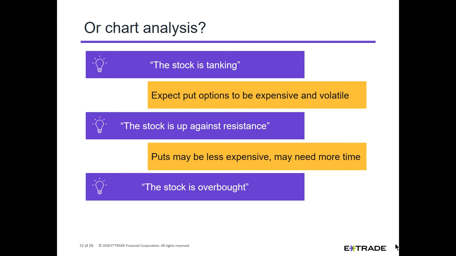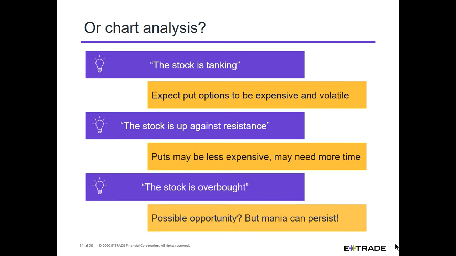Here we have sort of the other extreme from the stock is tanking, and it's the stock is overbought, meaning it's probably been rallying really strongly and is into overbought technical territory. In that situation, you would be trading for a pullback, and pullbacks like that usually are quick and swift. So this is certainly an opportunity. But the other thing to be aware of is that just reaching overbought does not necessarily mean it is a signal to turn down, because stocks can remain overbought or oversold for an extended period of time.